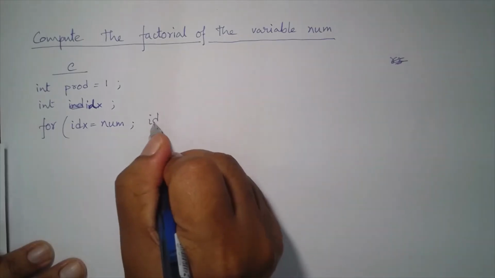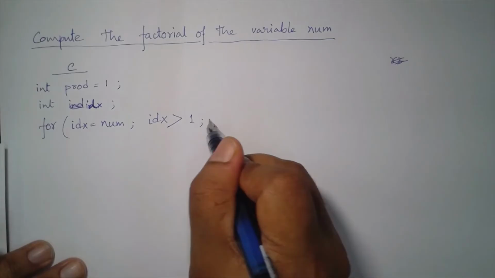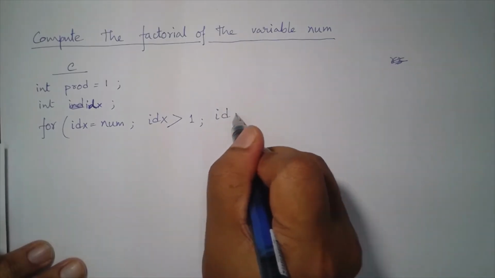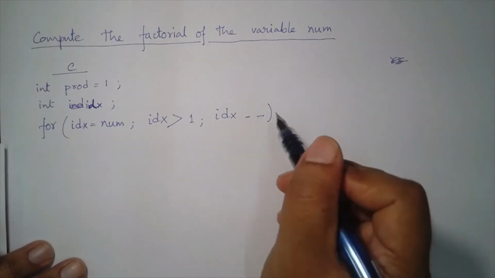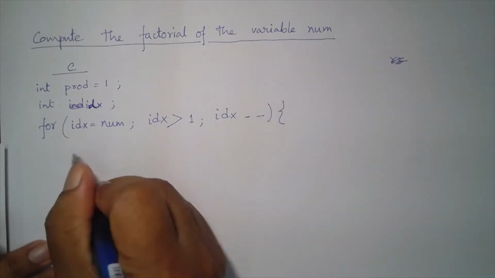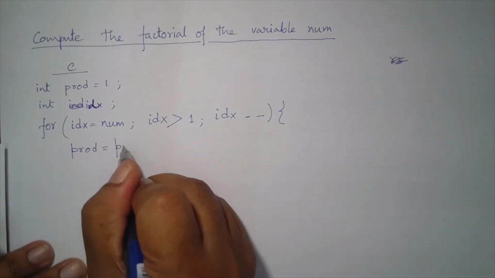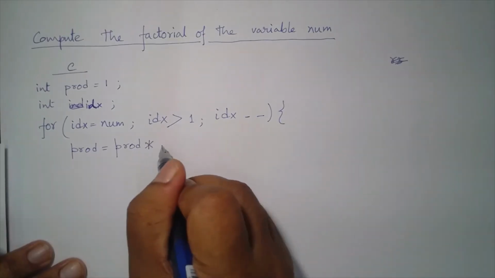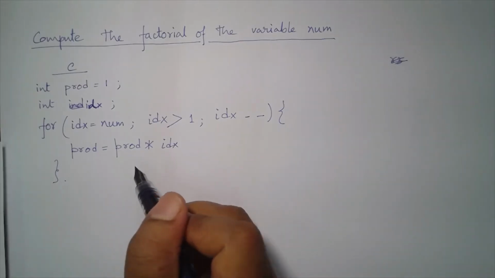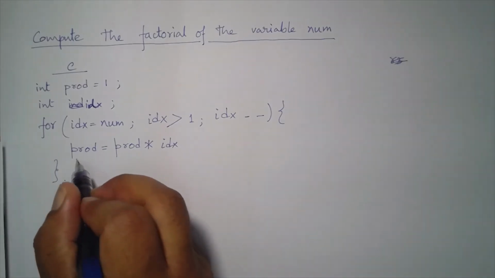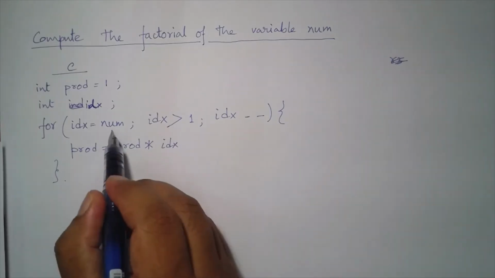Now, we will check this condition whether IDX is greater than 1. If so, then we have to decrement IDX, and then we will do this updation of product. Product is product multiplied by IDX, and that is it. So, finally, in this variable product we will get the factorial value of num.